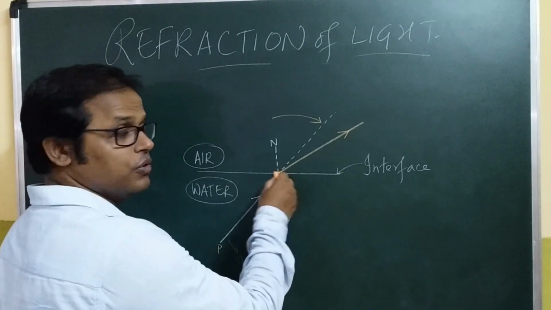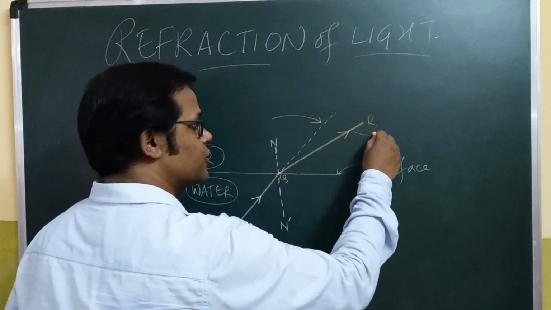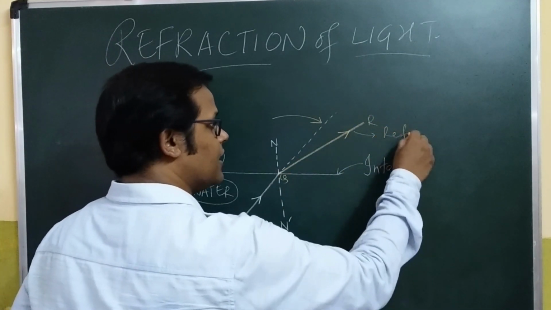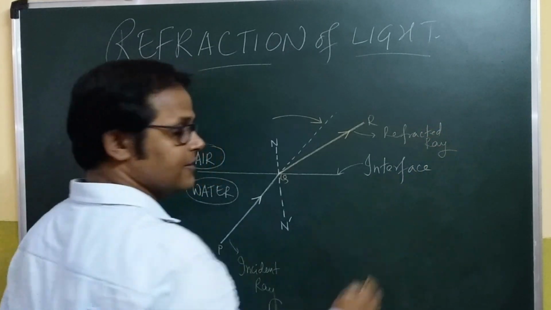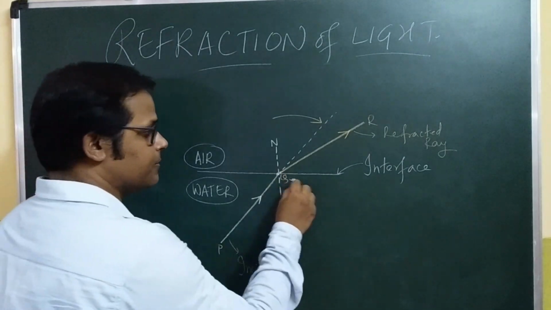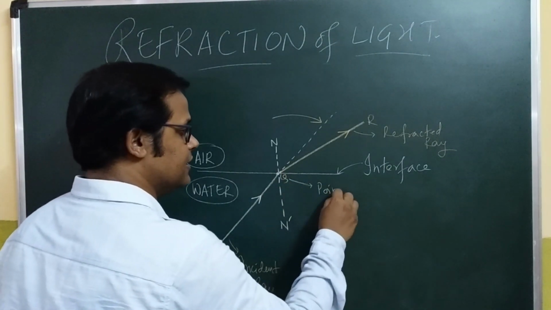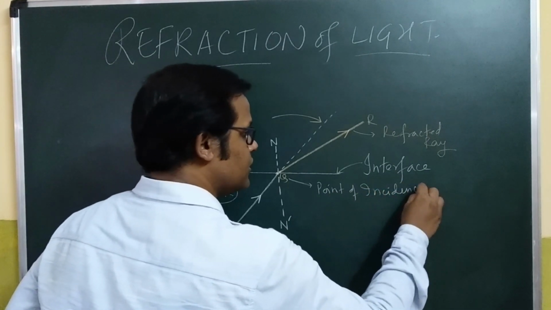Similarly, Q goes towards the R direction. So QR has its own name. This is called the refracted ray of light. Is that clear? Q will be termed as the point of incidence. So get this terminology very, very clear, my dear students.